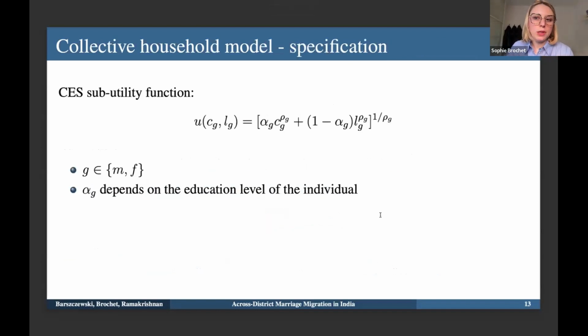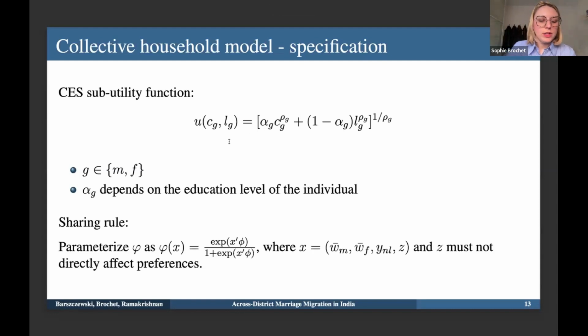In terms of specification, we will also follow Lise and Seitz, and we will assume a CES sub-utility function. So here, alpha J stands for the consumption share. We allow it to vary by gender, so we will estimate one for women and one for men. And we will also allow it to change with the education level. And then we also have the substitution parameter rho.